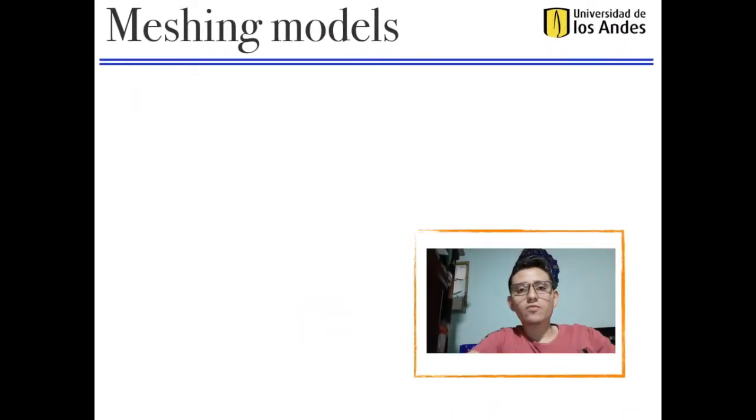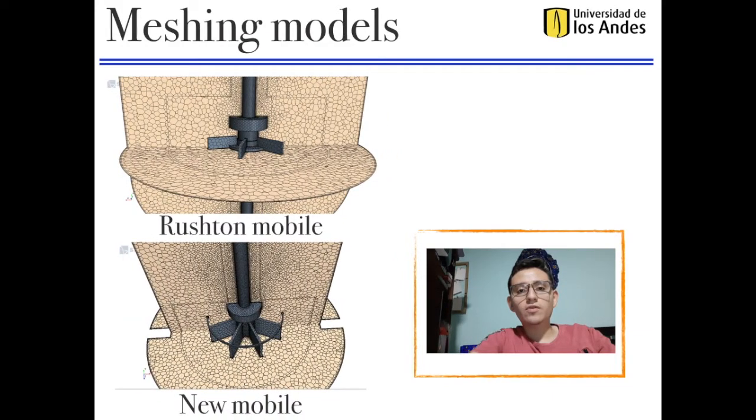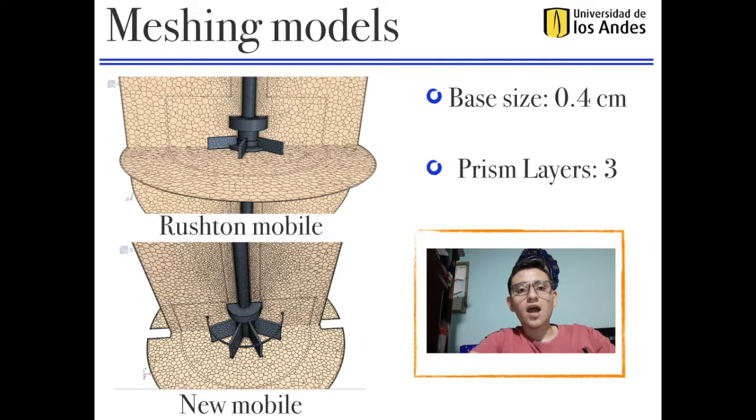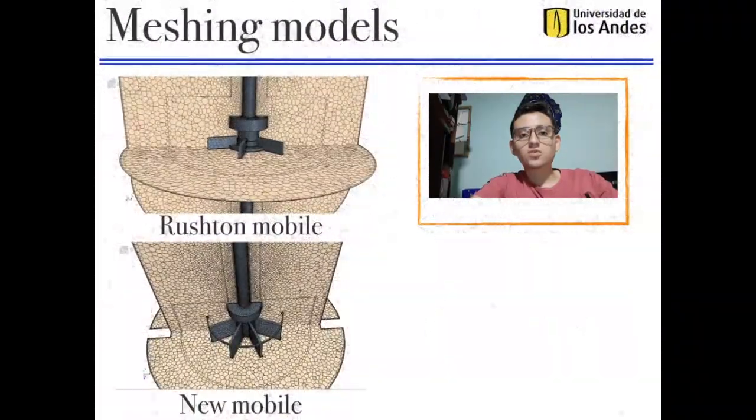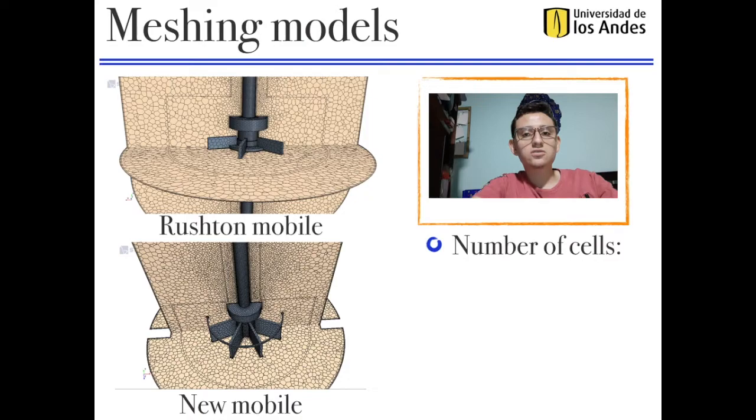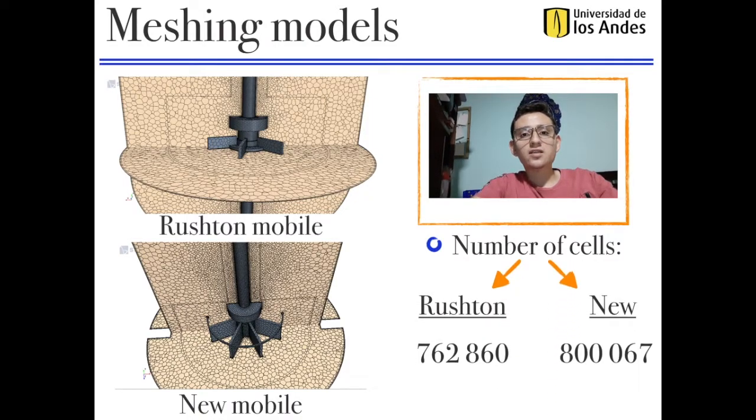Meshes were created for both models using 0.4 mm base size and 3 prismatic layers. A number of 762,860 cells was obtained for the Rushton model and for the new one 800,067 cells.